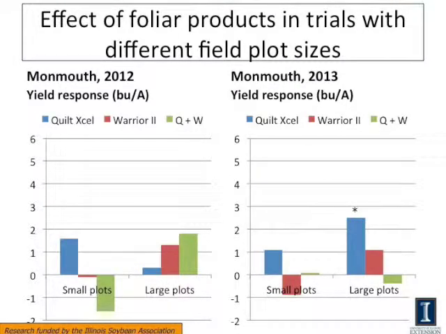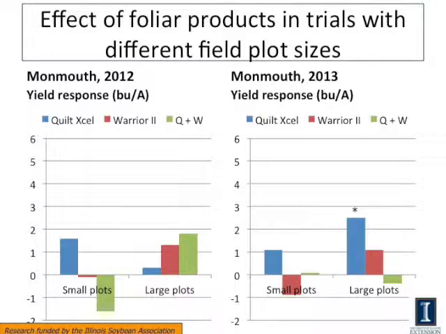And then looking at Monmouth in both 2012 and 2013, again in 2012, similar to what we saw in Urbana, no statistical differences. In the second year at Monmouth, in 2013, our only statistical difference came in our large plots with the fungicide treatment alone.